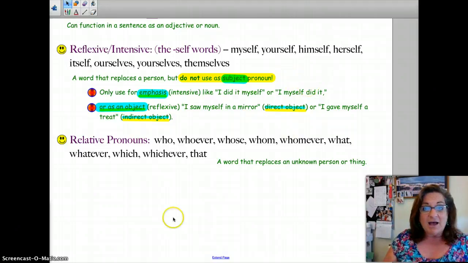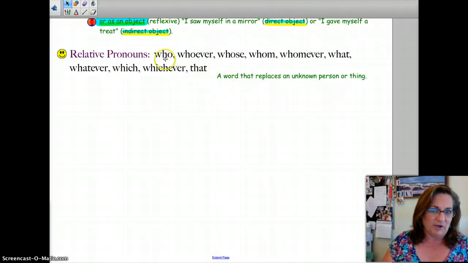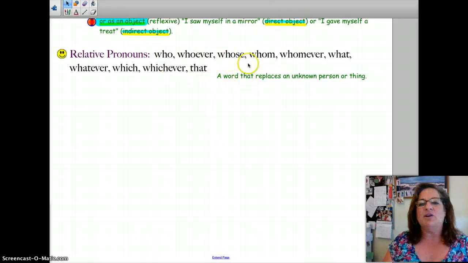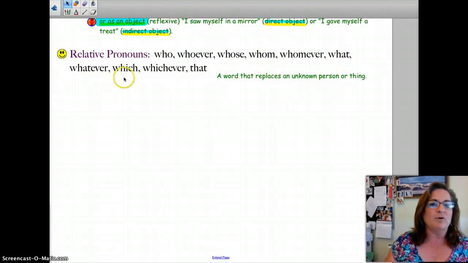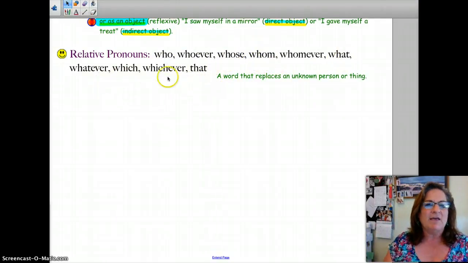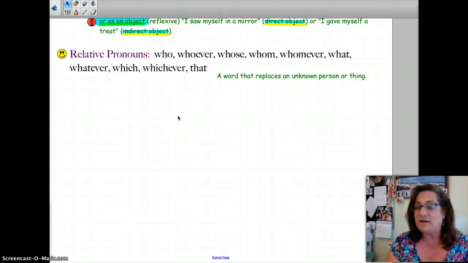Okay. The last ones are often these are question words like who and whoever and whose and whom, whomever, what, whatever, which, whichever, and that. Think about that. If I say Susie is here, Susie is your noun, but you can replace that with the word who, and then it's a pronoun. Who is here? Well, the answer is Susie. So you're replacing her name, Susie, with the word who.